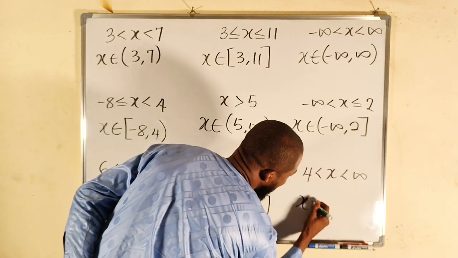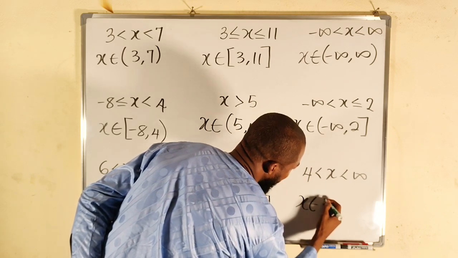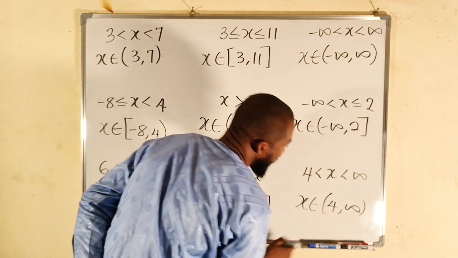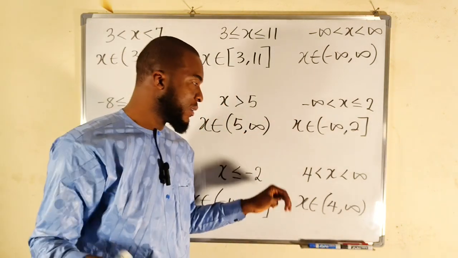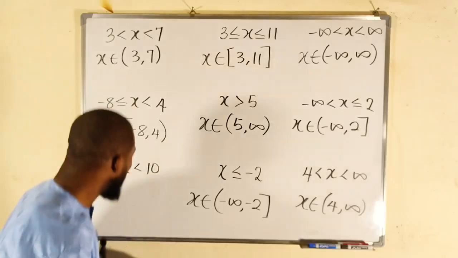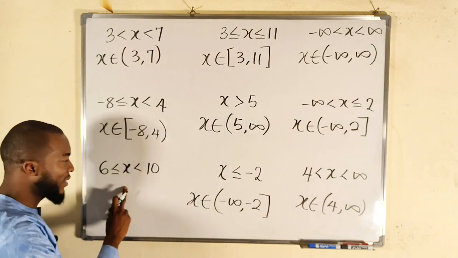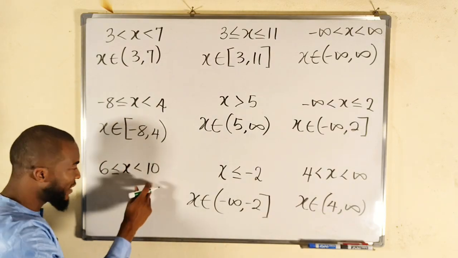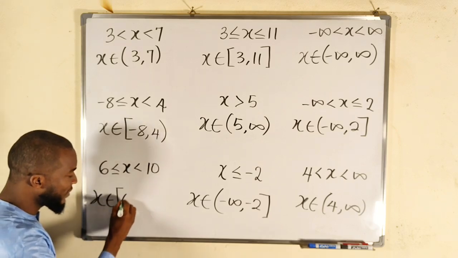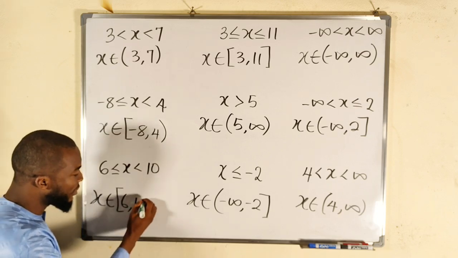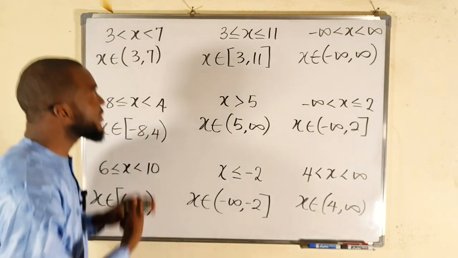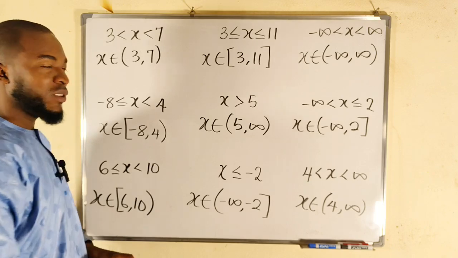So this is x belongs to the set of values from 4 down to positive infinity. None of the endpoints is included. 4 is excluded, and we don't even know what infinity is. The last one here reads 6 is less than or equal to x, but less than 10. So this is x belongs to the set of values from 6, which is included, down to 10, but 10 is excluded. Can you see that? So this is how to represent an inequality in interval notation.